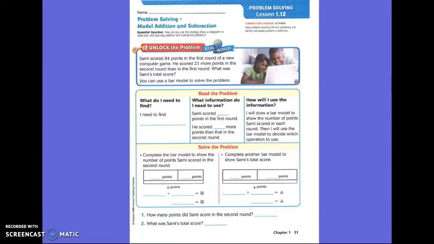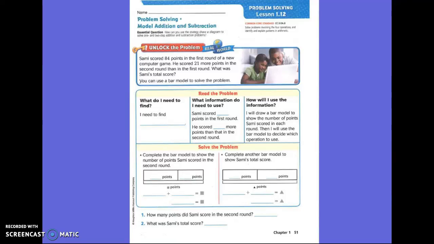Sam scored 84 points in the first round of a new computer game. He scored 21 more points in the second round than in the first round. What was Sammy's total score? You can use a bar model to solve the problem.